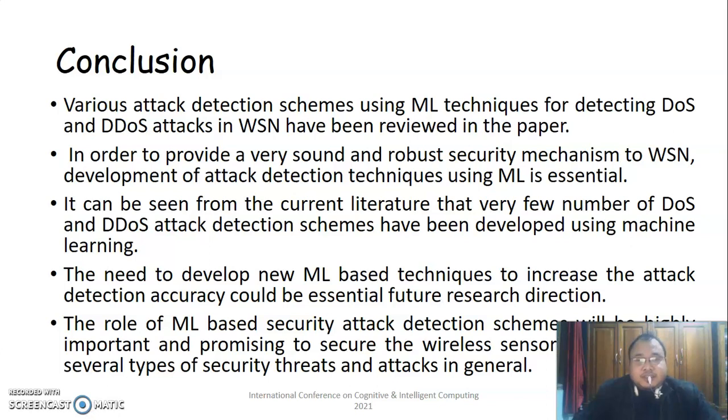Various attack detection schemes using machine learning techniques for detecting DoS and DDoS attack in wireless sensor network have been reviewed in the paper. In order to provide a very sound and robust security mechanism to wireless sensor network, development of attack detection technique using machine learning is essential. It can be seen from the current literature that very few DoS and DDoS attack detection schemes have been developed using machine learning. The need to develop new machine learning based techniques to increase the attack detection accuracy could be an essential future research direction. The role of machine learning based security attack detection schemes will be highly important and promising to secure the wireless sensor network from several types of security threats and attacks in general.